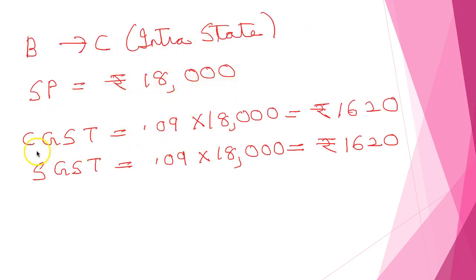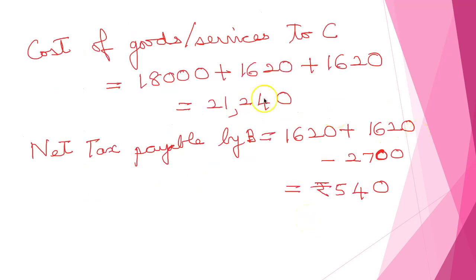Because it's intrastate, we have CGST, which is 9% of 18,000, which is 1,620. And SGST, which is also 9% of 18,000, which is 1,620. So the cost of goods services to C will be 18,000 plus 1,620 plus 1,620, which is rupees 21,240.